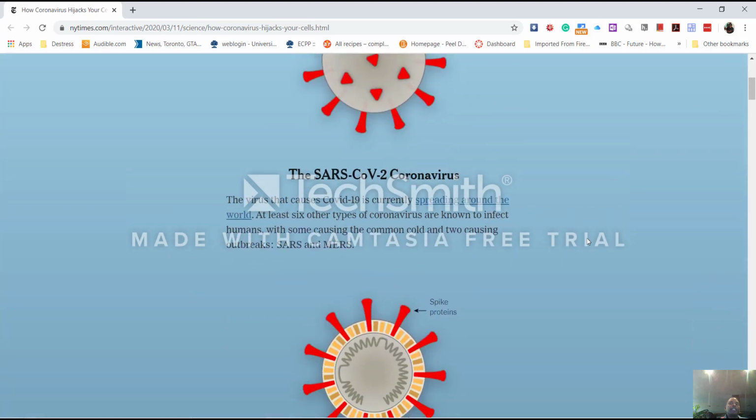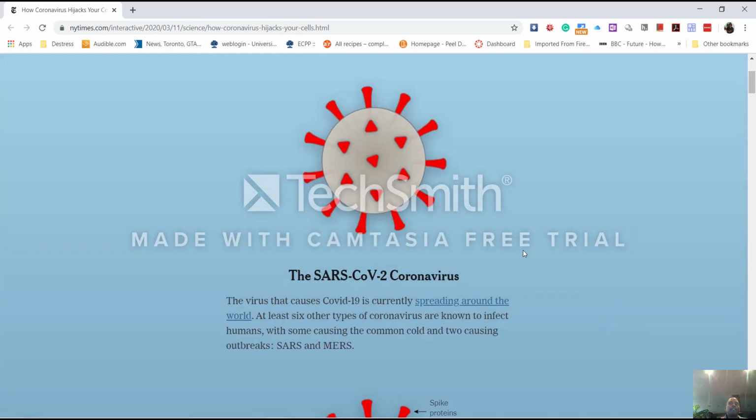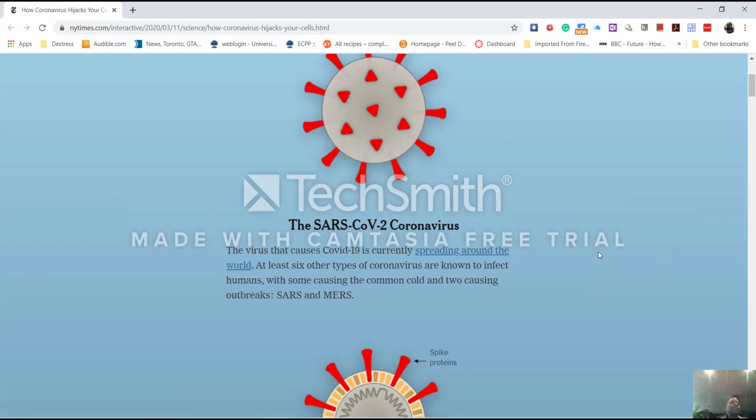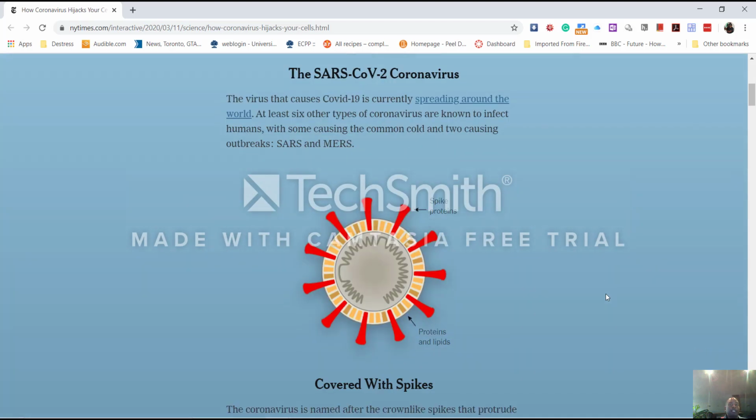And as we scroll down here, the SARS-CoV-19 coronavirus is so named because of the little pegs that stick out that make it look like a crown. And we know that there are a number of different coronaviruses that have infected humans, as I just mentioned. SARS and MERS are two of the ones that have happened over the past 20 years that have caused, unfortunately, a lot of death as well.